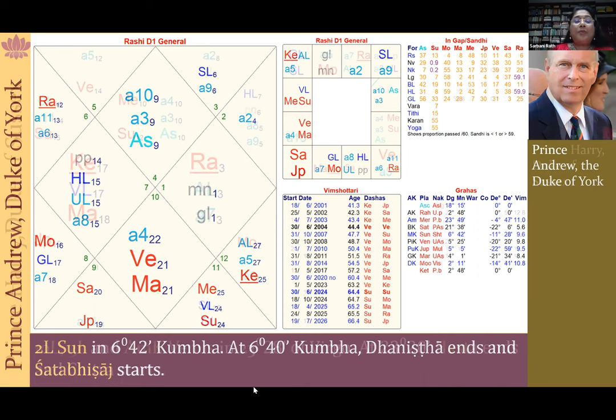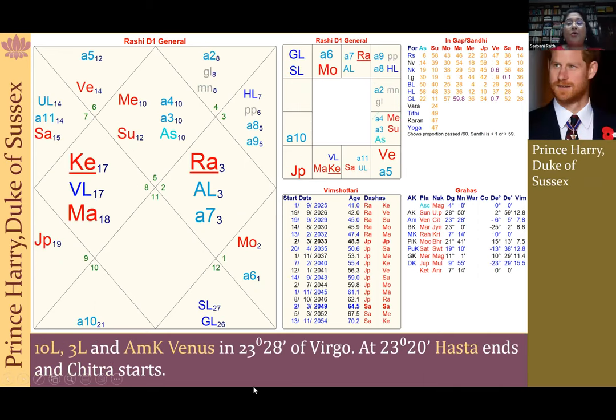Now we go back to doing the horoscope of the son of King Charles. And I'm going to point out something very, very interesting to you. Now, in Prince Harry, this is the younger son who has this huge issue with his father because of all the reasons we discussed. And you can see that once again, Venus is in Nakṣatra Sandhi. So Venus is in 23 degrees, 28 minutes of Virgo. And at 23 degrees, 20 minutes, Hasta is ending and Chitra is starting. So at 23, 20 minutes, Hasta ends, Chitra starts.